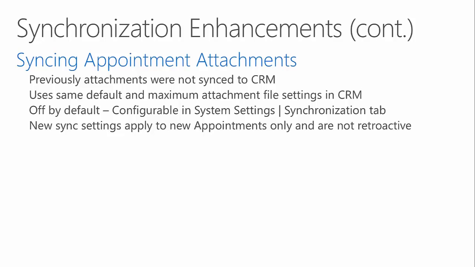This setting is also off by default, and you can configure this in the system settings on that same synchronization tab if you want to have that set up. And these new sync settings only apply to new appointments. So same type of thing as other ones we're talking about. It's not retroactive. It's not going to go back and automatically pull down all the attachments from all the other appointments that you had tracked in CRM before.